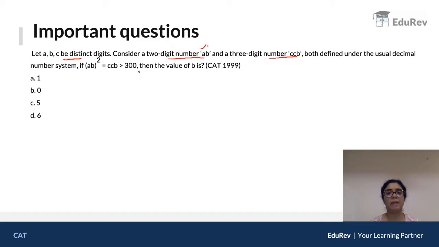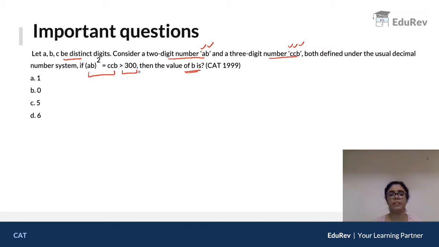So A and B are the digits, okay? Similarly, C, C, B are the digits. Both defined under the usual decimal number system. So basically your base is 10. If AB square is equal to CCB, which is greater than 300, then the value of B is how much?